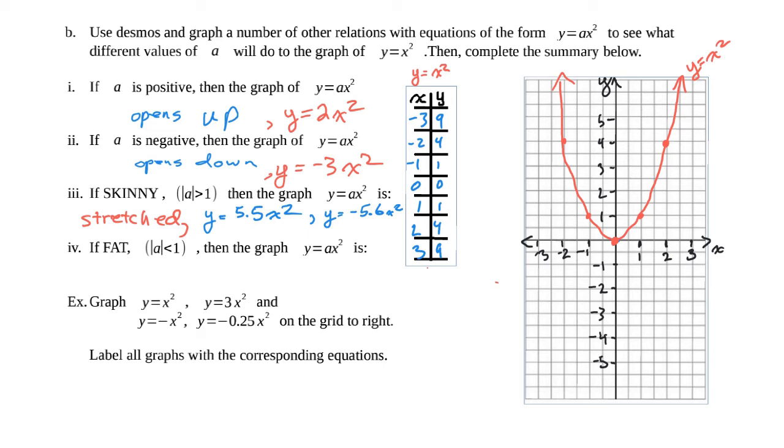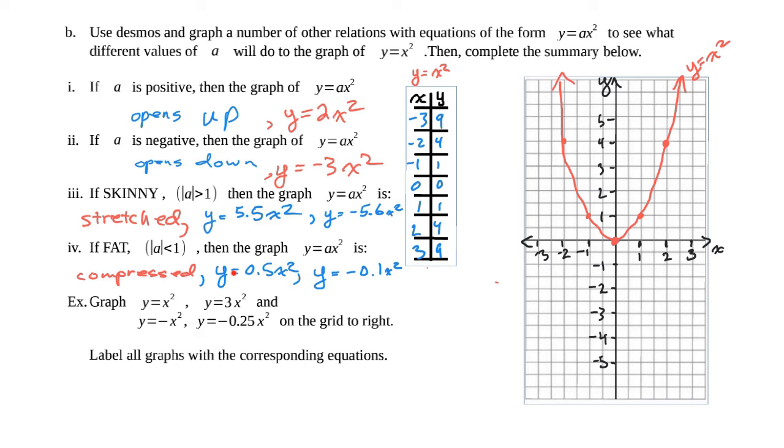Now, for this next one, we say a graph is fat or flatter, right? So it gets squashed. Then the graph is described as compressed. And you could say an example of this would be y is equal to 0.5x squared, or you could come up with y is equal to negative 0.1x squared.